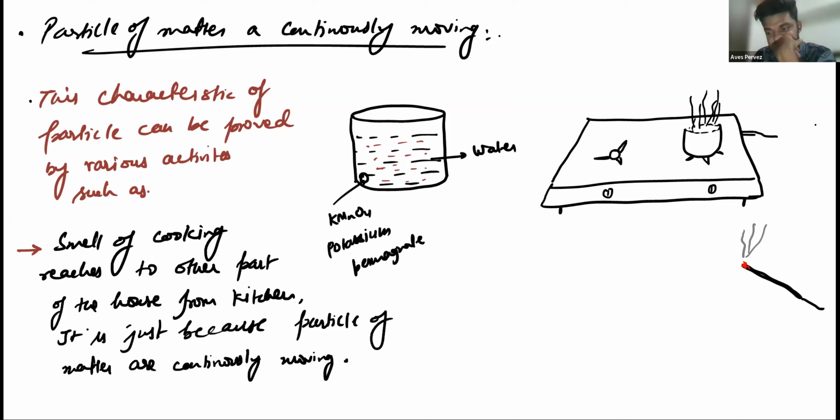Sir, what is written after house? House? From kitchen. From kitchen. Okay. Done? Prima.